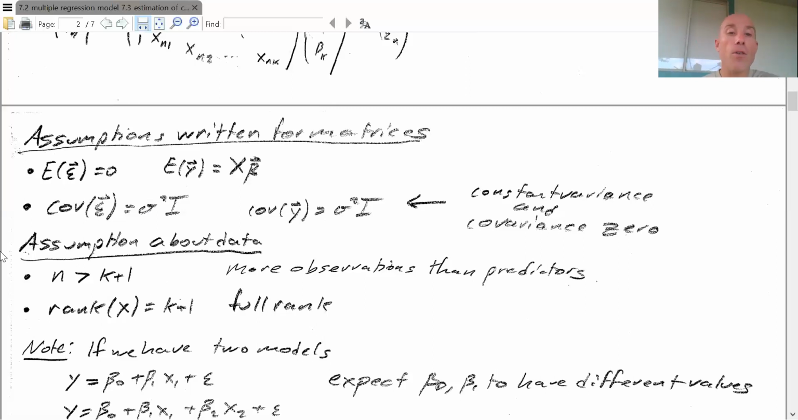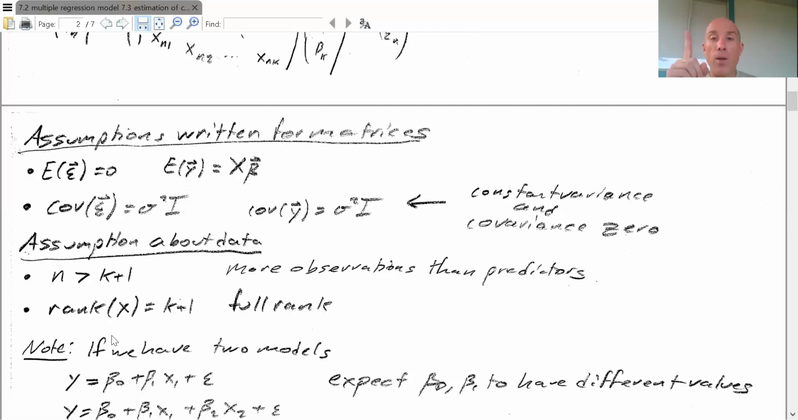Okay, so our assumptions about the data. First and foremost, I have more data points than I have predictor variables. And when I say predictor variables, that includes the constant for the y-intercept. And the next thing I'm going to assume is that we have full rank. So when I say full rank, that means that every column cannot be represented as a linear combination of other columns. All right, so this is important.